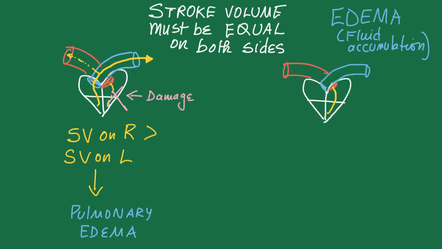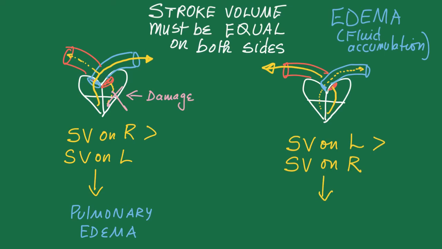The opposite is true for systemic edema. So let's see, when the left side pumps more than the right side, then the result is systemic edema. Remember, the left side is pumping to the body, so the edema ends up in the body. So if the stroke volume on the left side is greater than the stroke volume on the right, the result is fluid accumulation in the body, otherwise known as systemic edema. Now in this case, because the left is pumping more, the problem probably arose on the right side. So there was probably a damage on the right side of the heart.